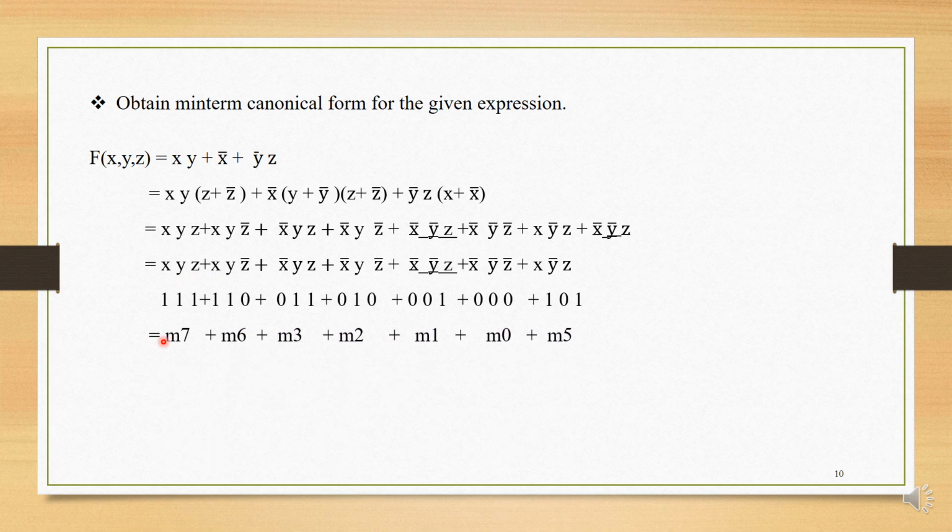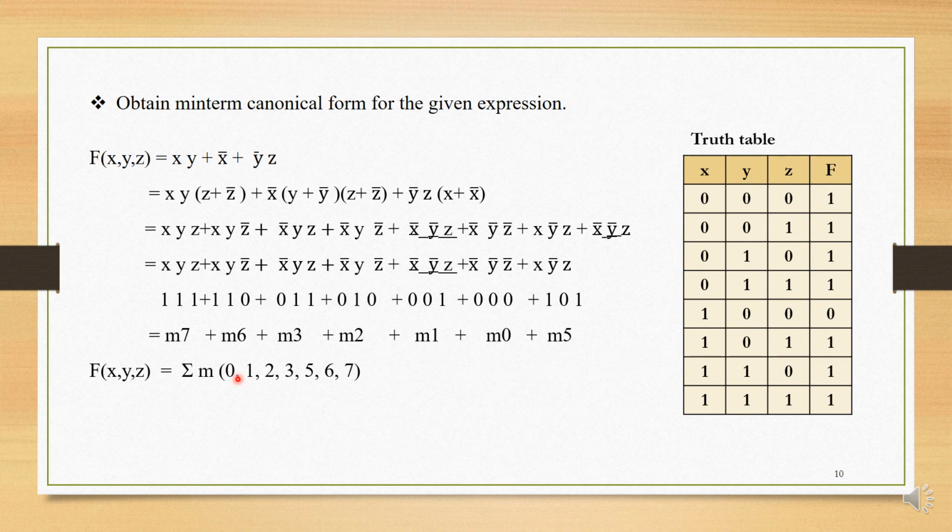The same expression can now be represented by small m notation. We represent the minterm xyz as 1, 1, 1 because 1 is considered an uncomplemented variable while writing the minterm. So 1, 1, 1 gives m7, that is minterm 7. Similarly, m7 plus m6 plus m3 plus m2 plus m1 plus m0 plus m5. Rearranging the same and representing in decimal notation, we get f of x comma y comma z equal to summation m 0, 1, 2, 3, 5, 6, 7.